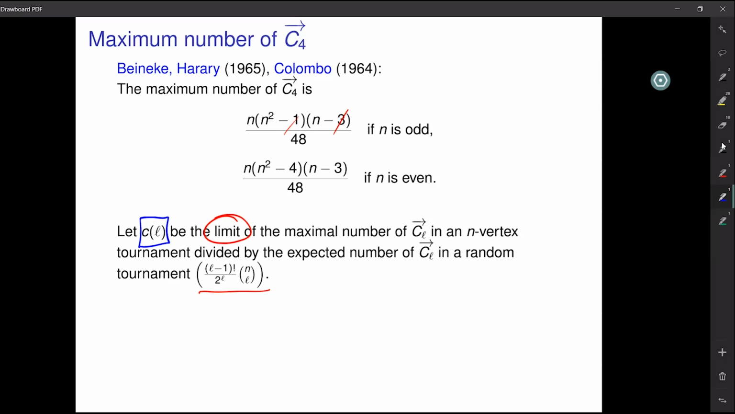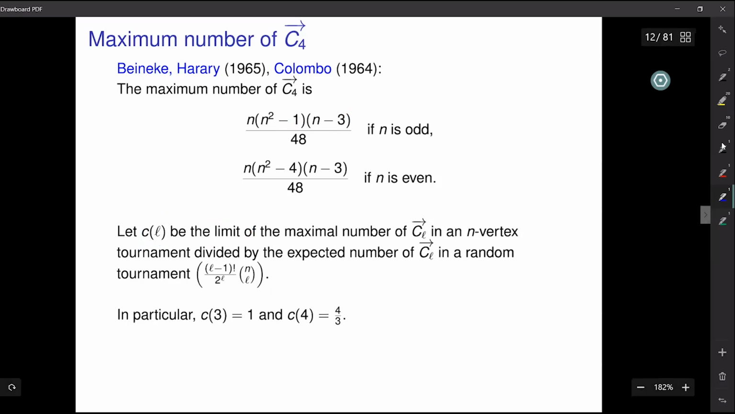In particular, the results I already mentioned show that for triangles, the maximum is 1, because it's achieved in any regular tournament, also in a random tournament, so the maximum is exactly the same as in the random tournament, while for 4-cycles, this computation shows that this is above 1, it's 4 over 3.